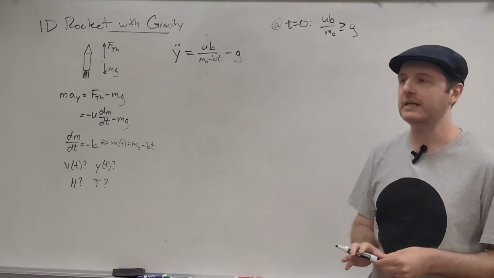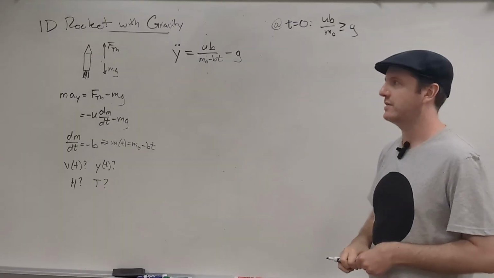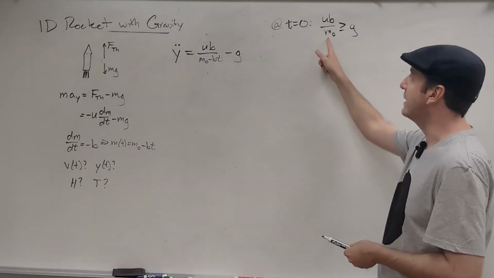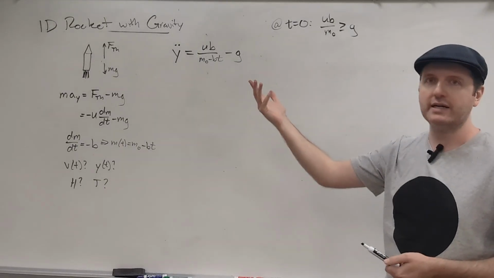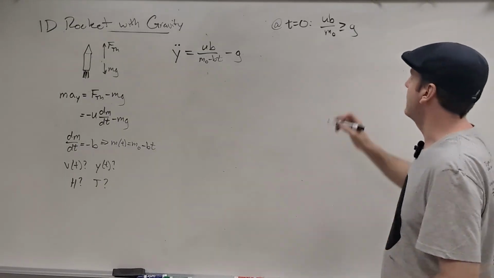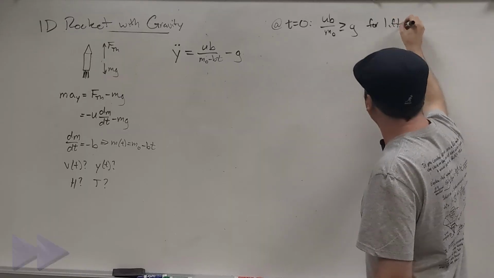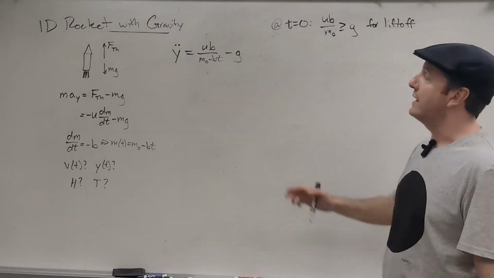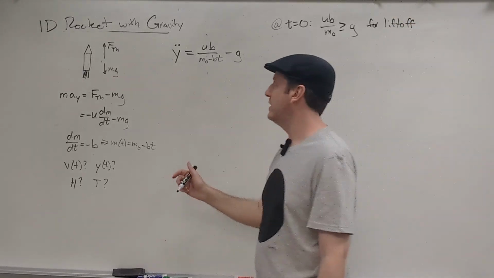So the very first thing we need to have any sort of interesting dynamics at all is to assume that the rocket's not too heavy, or that there's enough thrust to get it off the ground. So we're going to make this assumption for liftoff. Okay, now we want to integrate this once to find the velocity.